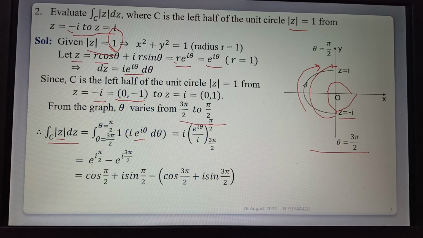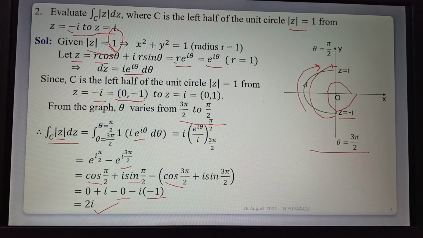Here e power i theta can be written as cos theta plus i sin theta. So cos 5π/2 plus i sin 5π/2, minus, similarly, cos 3π/2 plus i sin 3π/2. On simplification, cos 5π/2 is 0 and sin 5π/2 is 1, cos 3π/2 is 0 and sin 3π/2 is minus 1, so we get 1 into i, minus minus i, that is equal to 2i. So this is the required result of the given complex variable integration.